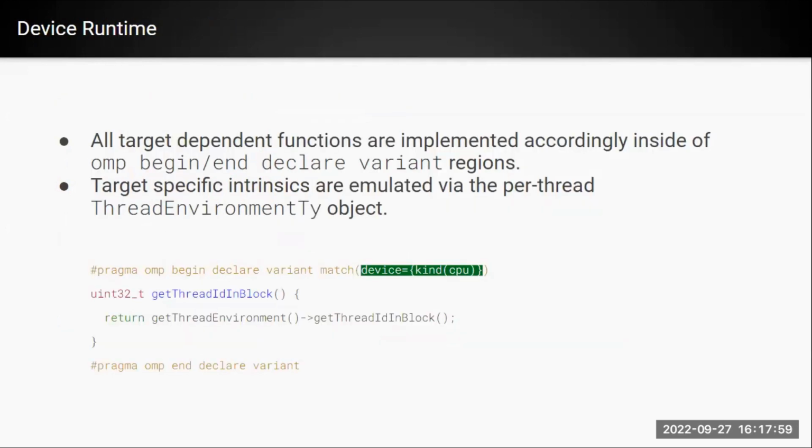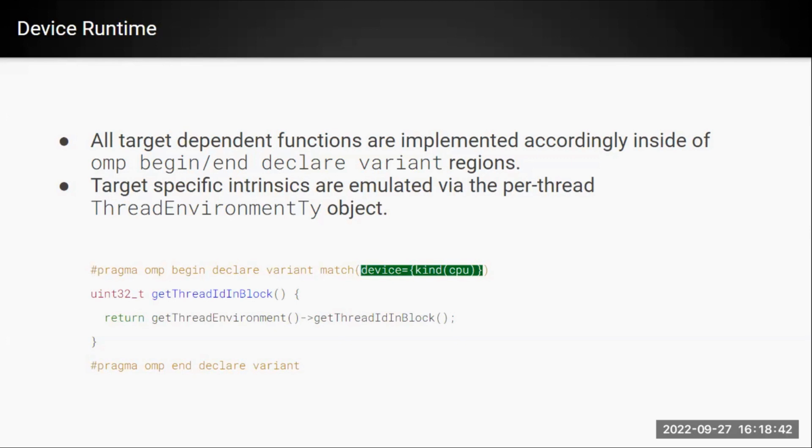Okay, so this is roughly how the implementation looks. Inside of our device runtime, we have all sorts of functions like get thread ID in block, which returns what hardware thread ID am I in my block. Usually that would just call a built-in function or an intrinsic of the underlying language, like threadIdx.x in CUDA, whatever that resolves to. But then we say, okay, if you compile the device runtime for the CPU, use this implementation instead. So our device runtime is implemented a lot with declare variants.